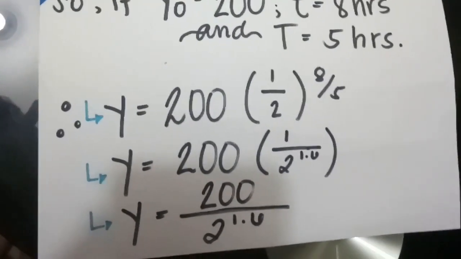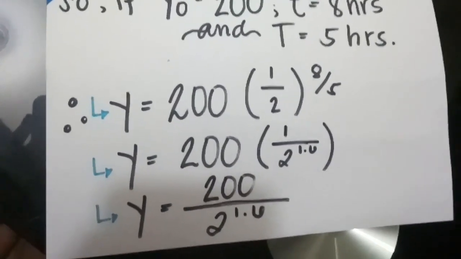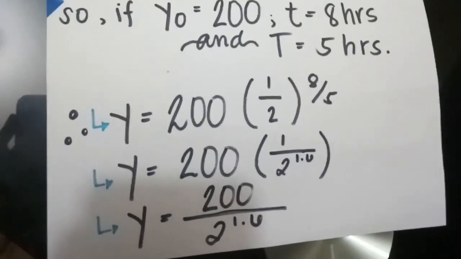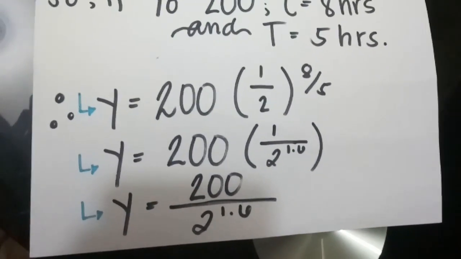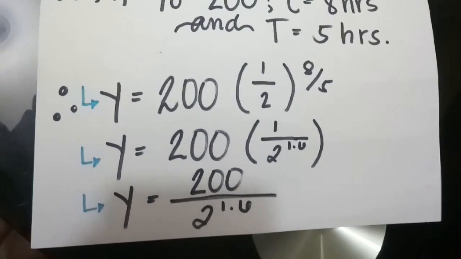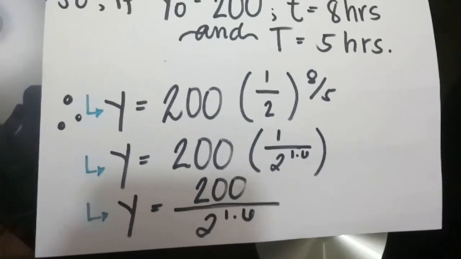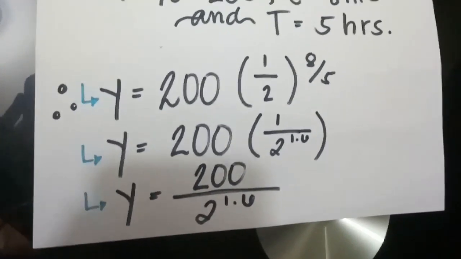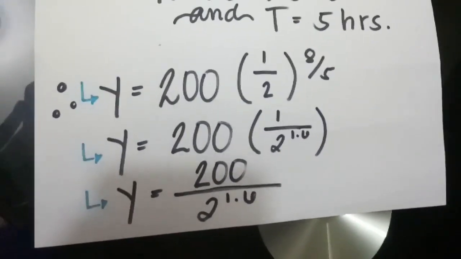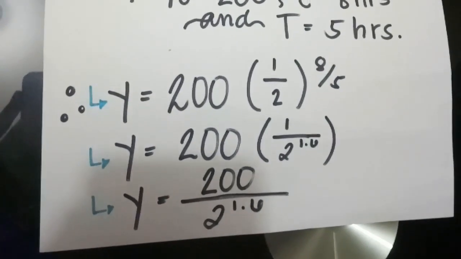Therefore, the number of black ants that will remain after 8 hours would have to be y equals 200 times 1/2 raised to 8 over 5. Simplifying it, y equals 200 times 1 over 2 raised to 1.6. Then y equals 200 divided by 2 raised to 1.6. Solving this in a scientific calculator would give 65.97, rounding off to 66.